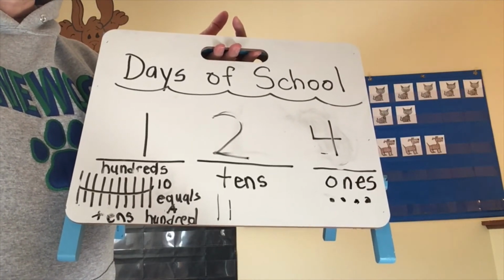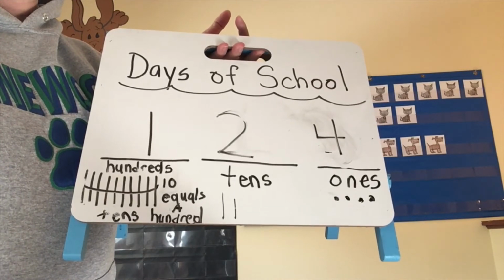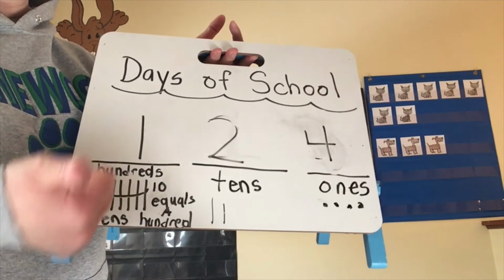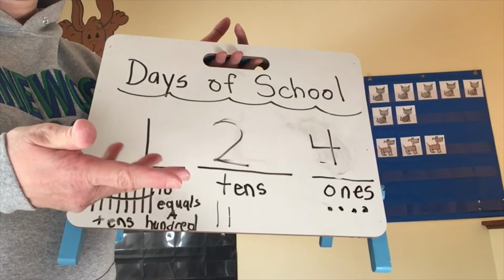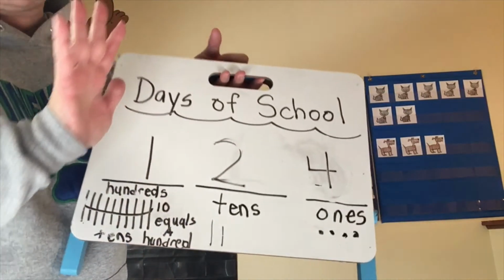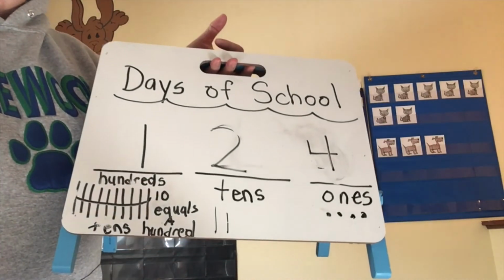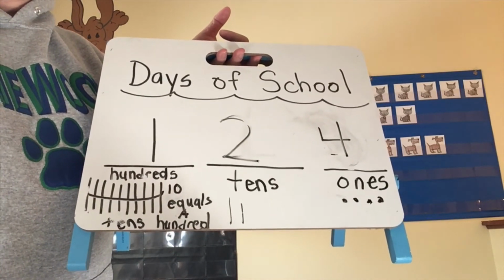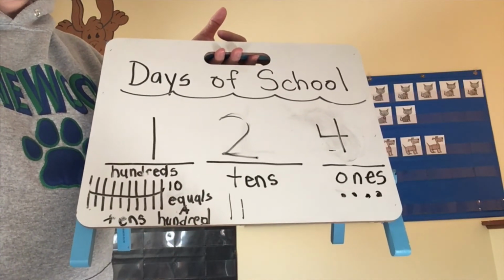Here's the question. How many days till we get to 130? Well, we could start at 130 and count backwards. 29, 28, 27, 26, 25, 24. That's 6. 6 more days till we get to 130 days.